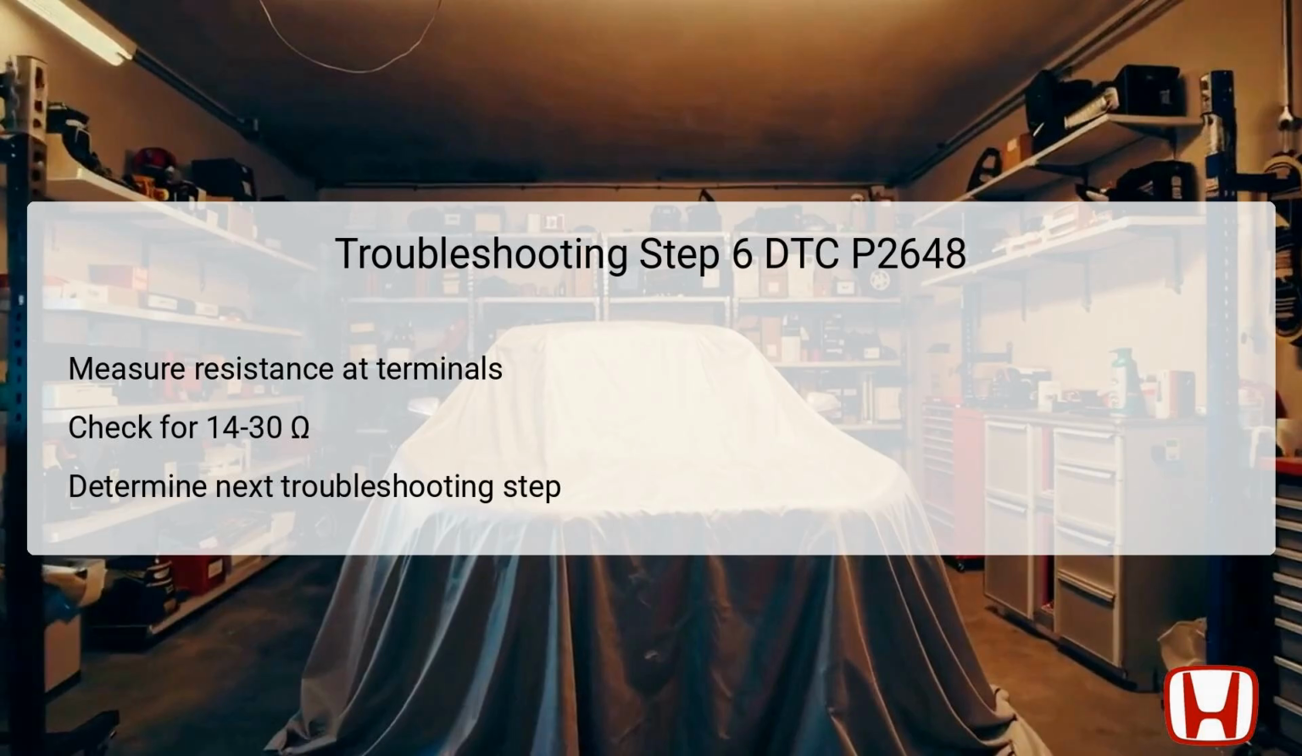A reading within this range indicates that the solenoid is operational and suggests that the issue may lie elsewhere, such as the wiring or connections. If the ohmic measurement confirms normal operation, the technician will proceed to the next series of tests focused on the engine control module, ECM, or powertrain control module, PCM. Conversely, if the resistance falls outside of the specified range, it indicates a fault within the solenoid itself, prompting the technician to consider solenoid replacement as the next course of action.